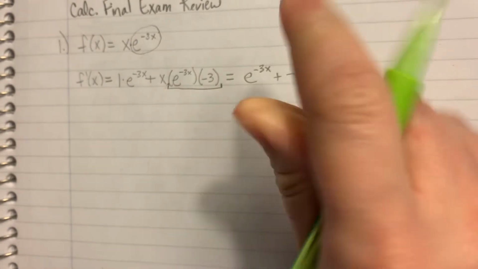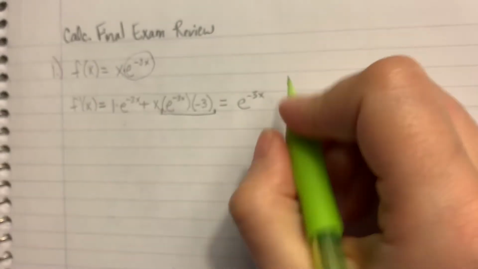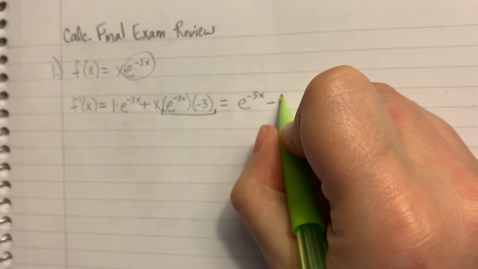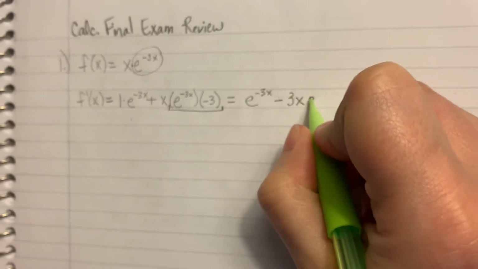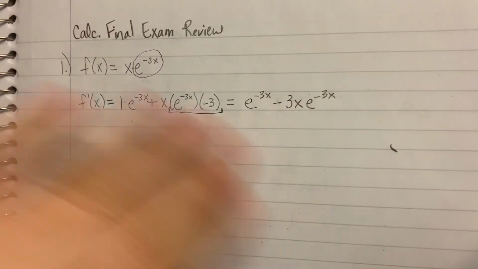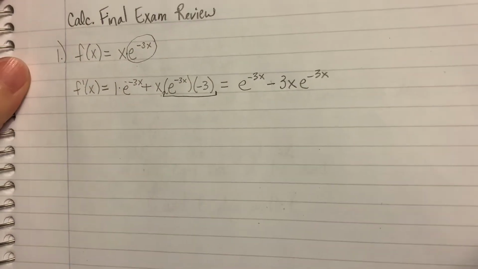plus, really I could make that minus, so let me get rid of that. So that's minus 3x e to the negative 3x. That's probably the simplest you could write it.